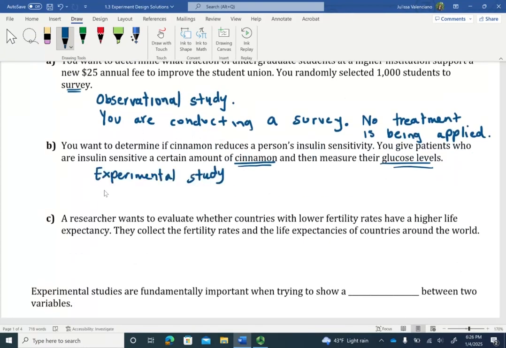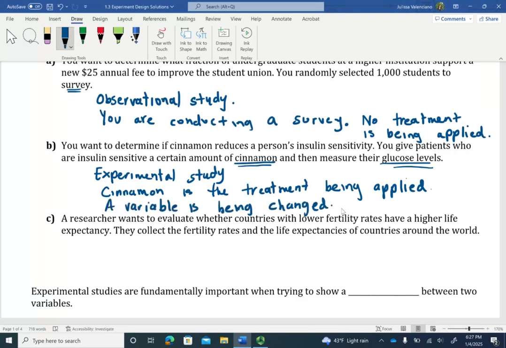And let's just go ahead and write cinnamon is the treatment being applied. And let's go ahead and write a variable is being changed. We have an experimental study. Okay, so go ahead and look at C on your own. Determine if the experiment is an observational study or an experimental study.